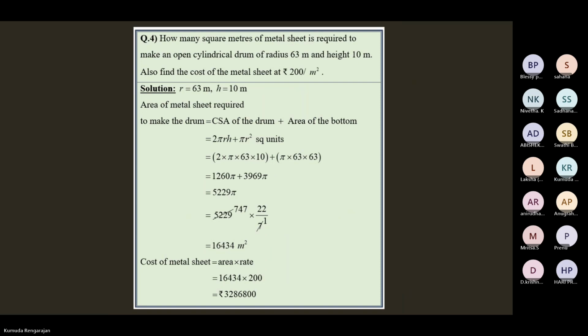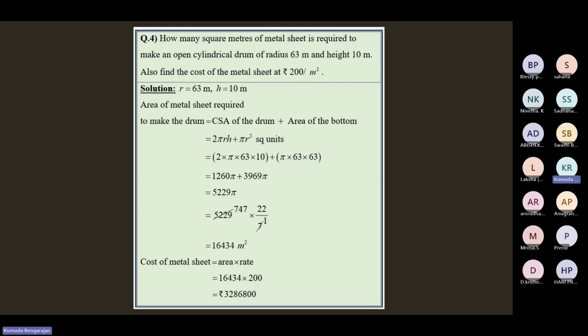Next one. So this cylindrical drum is open at the top. And there's nothing mentioned about the thickness. So it's just a cylinder where the wall is thin, or nothing is given about the external radius. So just ignore it. It's an open cylindrical drum.